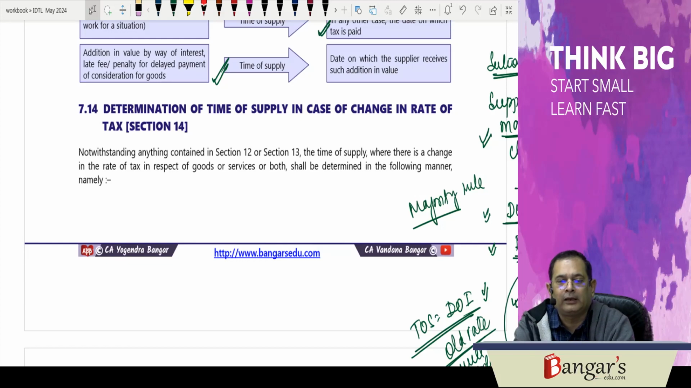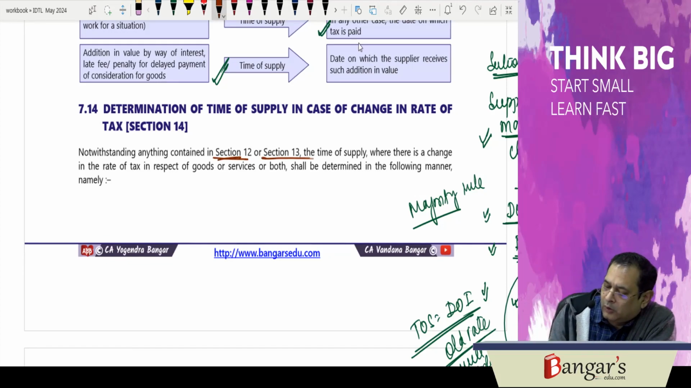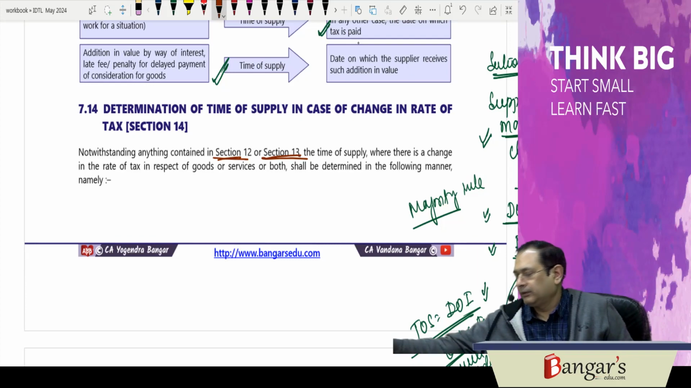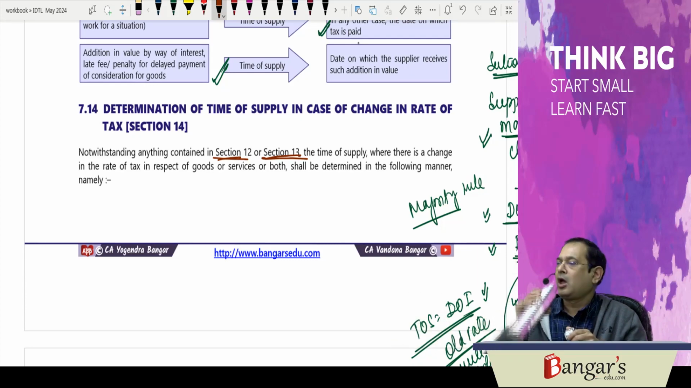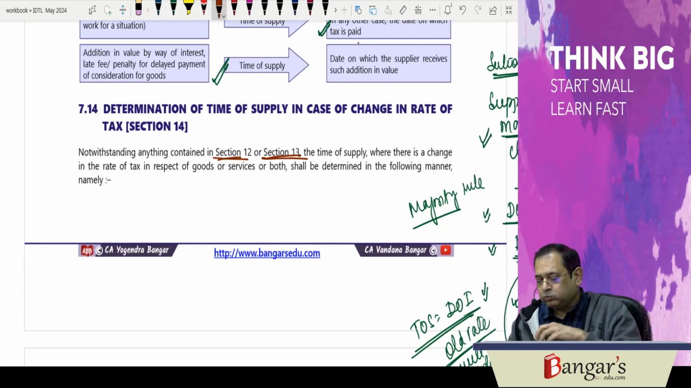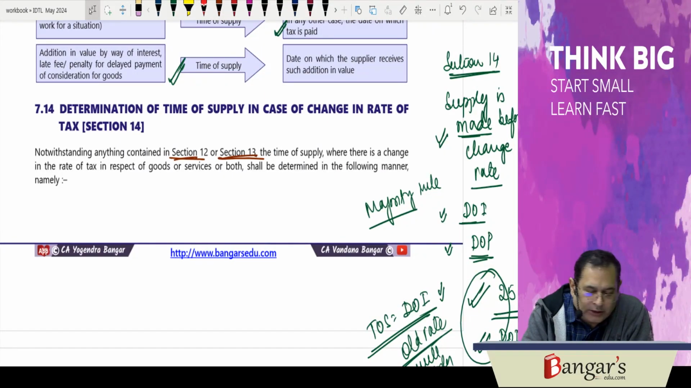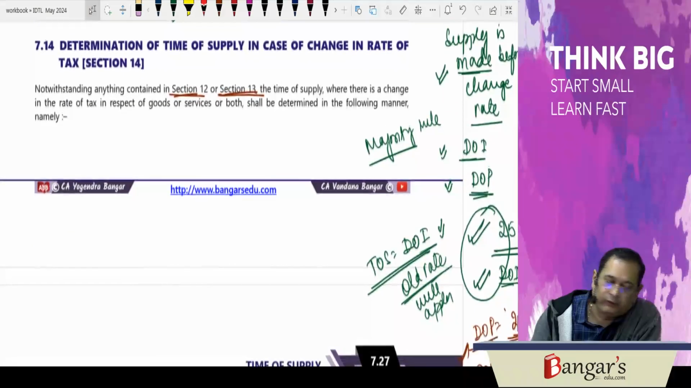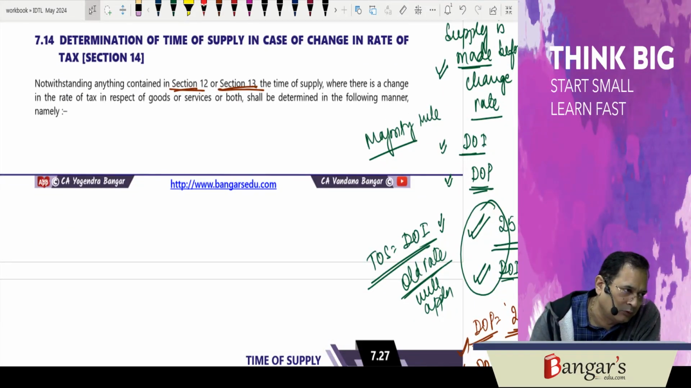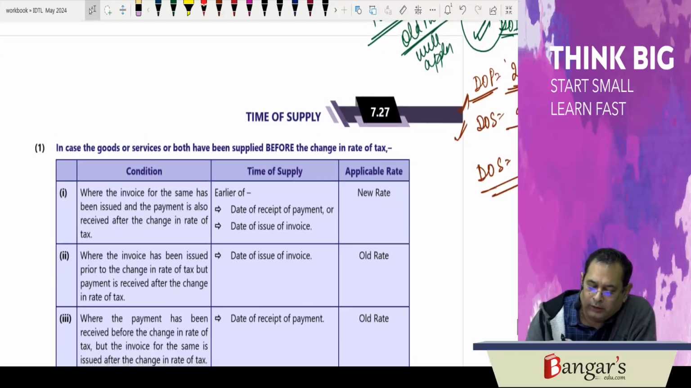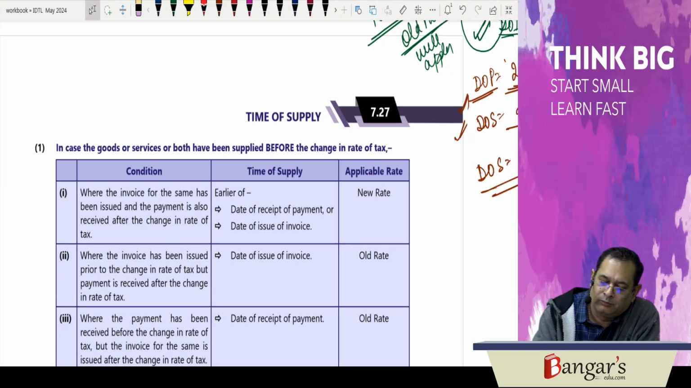Notwithstanding anything contained in section 12 or section 13, the time of supply where there is change in rate of tax in respect of goods or services or both shall be determined in the following manner. It has an overriding effect over 12 or 13, so you don't go for 12 or 13. In case of goods or services, it is applicable.